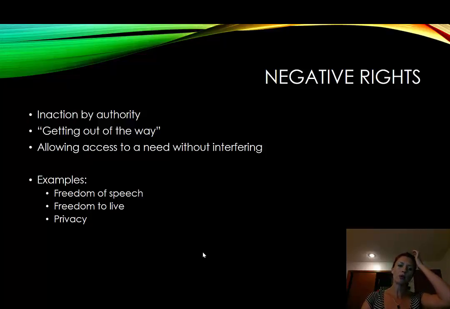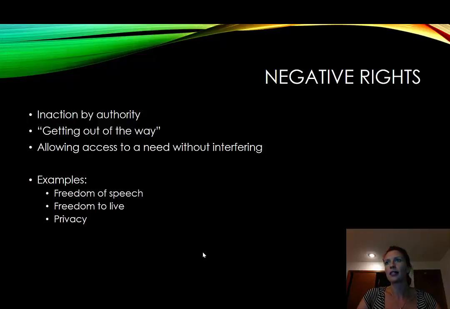Now, another example would be the freedom to live. So the government doesn't tell you what to do for a living. It doesn't kill you, obviously. That you do have that right for your government not to kill you. And another negative right would be the right to privacy, or the right to be left alone, the right to not have government intruding into your affairs, into your business, and keeping tabs on you, in essence.